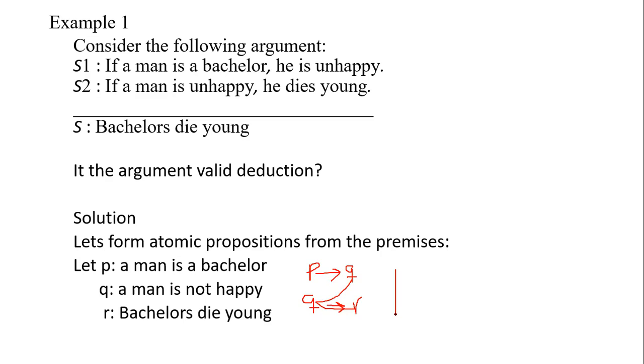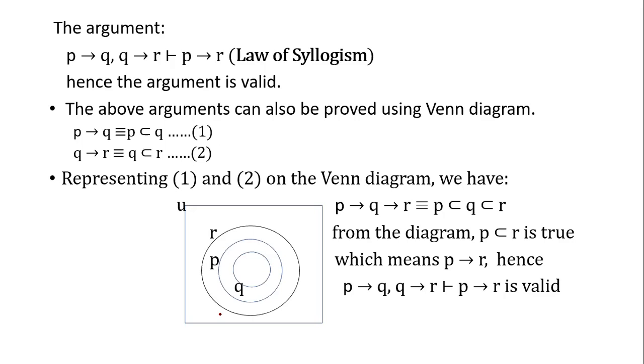So let's go to the conclusion part and see if it's true. If a man is a bachelor, then he dies so young. Is it valid? Yes, it's valid, according to the law of syllogism. So we have the argument now. P implies Q, Q implies R, hence P implies R. We have the law of syllogism. Hence, the argument is valid.